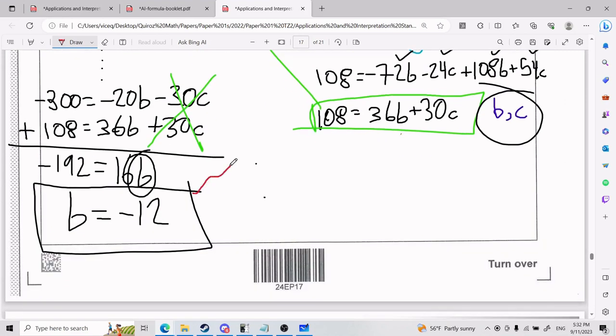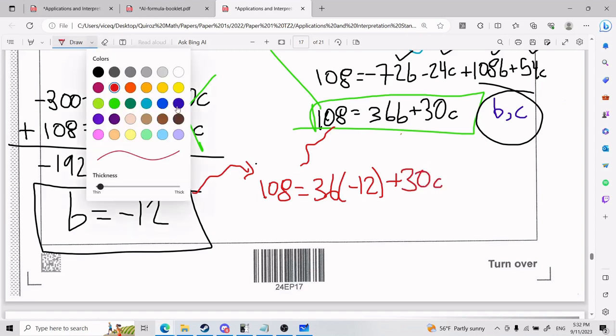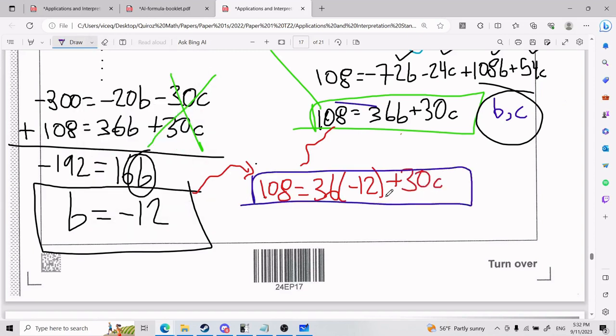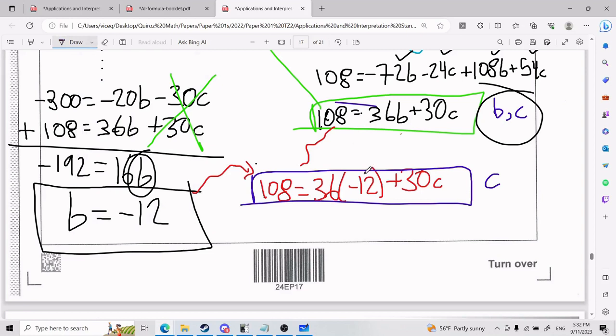So I'm going to take this negative 12, I'm going to plug it into this one. So 108 equals 36 times negative 12 plus 30c. Boom. How many variables do I have here? Just one. I've only got c. Beautiful. So I just work around until I reach c equals something.